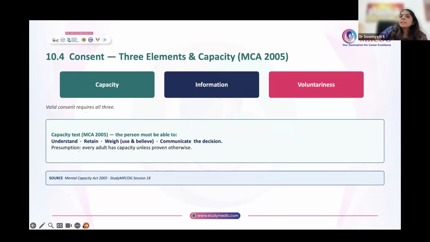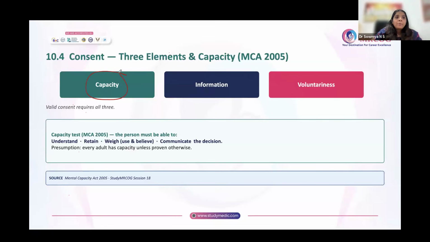Now, consent and ethics, this is very, very, very important. Mental Capacity Act. Please remember, when there is consent to be taken, verbal, written, implied, whatever, very important: they have to understand what you're saying. They have to weigh the pros and cons. They have to come to a decision themselves, and they have to communicate it. For all of this, they need to have capacity. These four components are part of capacity.